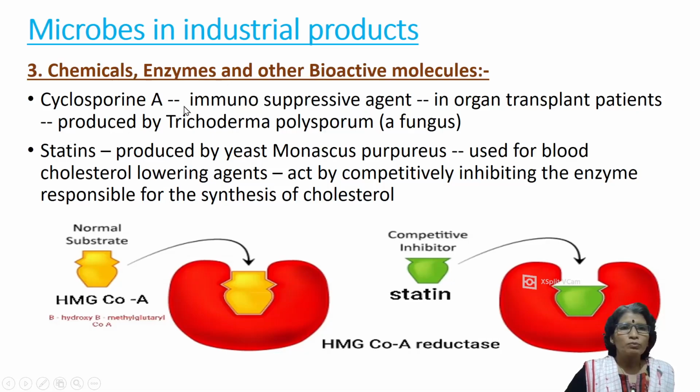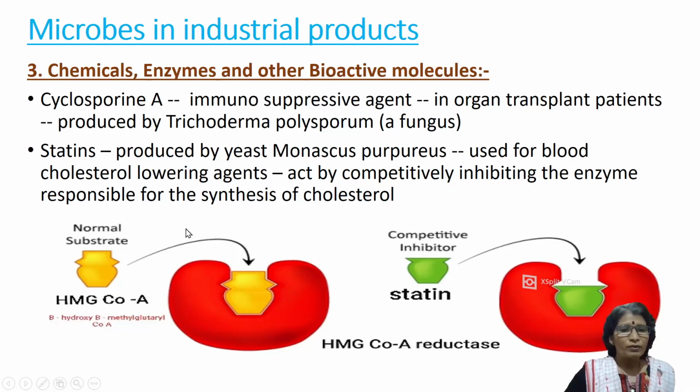So cyclosporin A is produced by Trichoderma polysporum, a fungus. Then statins. These are chemical substances which are produced by yeast, that is Monascus purpureus. What is the activity of this one? When we eat too much food, the extra food is converted into cholesterol, and that cholesterol may be deposited under the skin. That condition leads to obesity, or the cholesterol enters the bloodstream and leads to heart attacks.